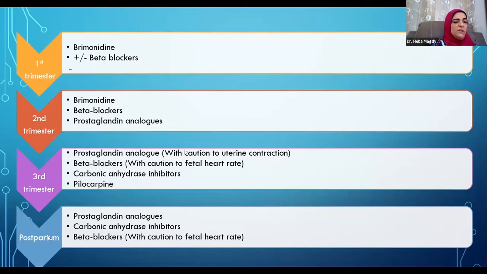During the breastfeeding time, prostaglandin analogs are very safe, and carbonic anhydrase inhibitors and beta blockers too, but take care again of the fetal heart rate. And that's all for the guidelines for the medical treatment.